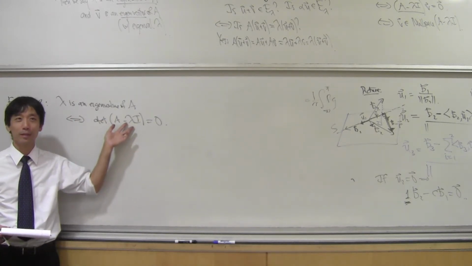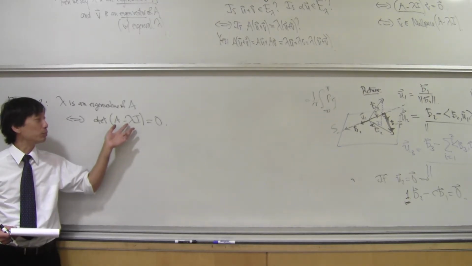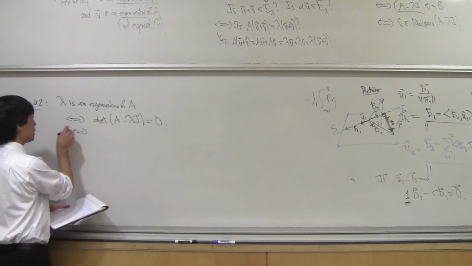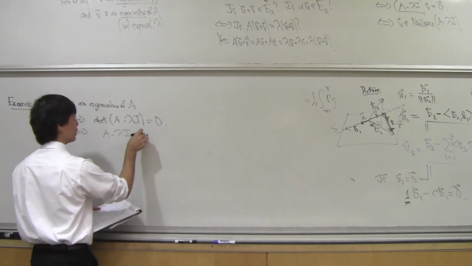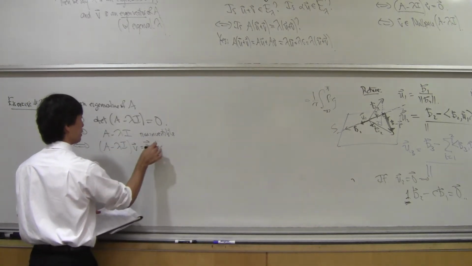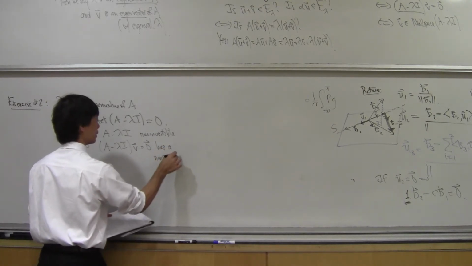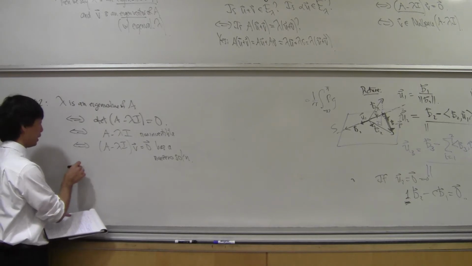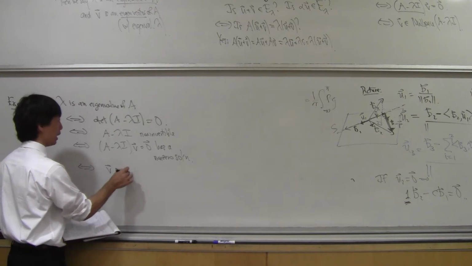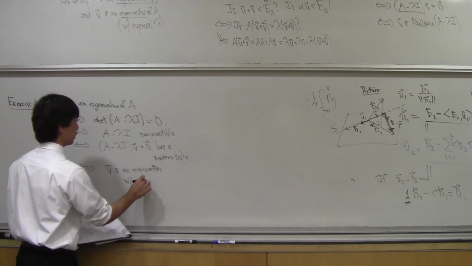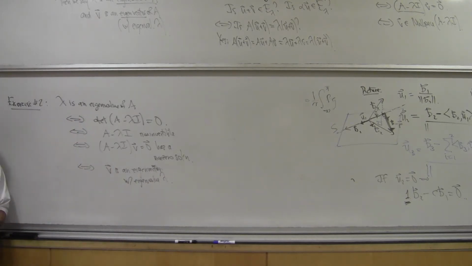Anybody? It doesn't have a unique solution. A unique solution to what? To the homogeneous problem, yeah. Right, so this is equivalent to A minus lambda I being non-invertible, also equivalent to this thing having a non-zero solution. But that's saying that v is an eigenvector. And so that's the proof, basically.